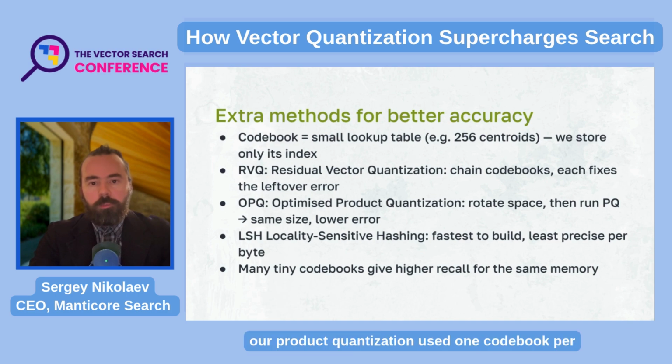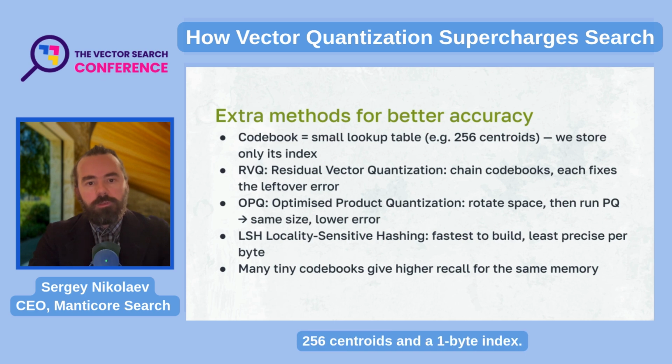Up to now, our product quantization used 1 codebook per block, 256 centroids, and a 1 byte index. Sometimes, though, we want a little more recall without spending a single extra byte. That's where multi-codebook tricks come in. First, a quick reminder. A codebook is just a lookup table of tiny vectors. During encoding, we keep only the table index, not the vector itself.